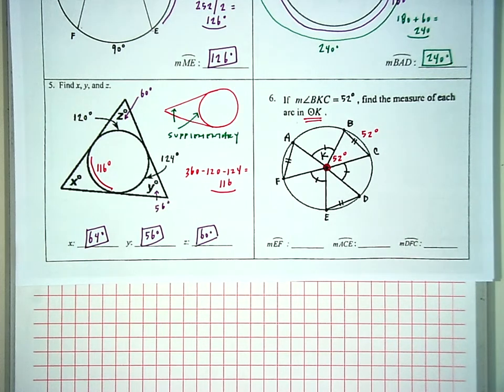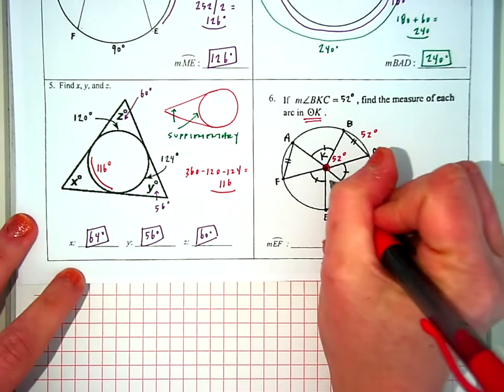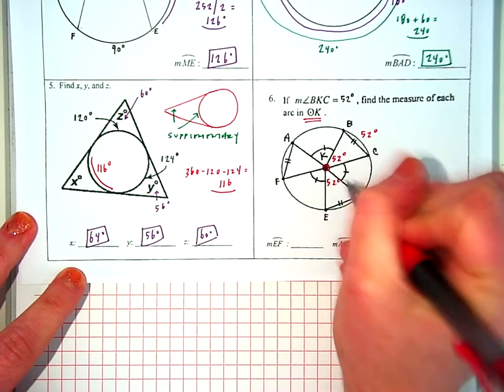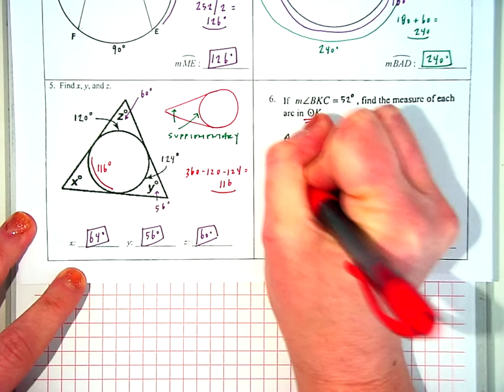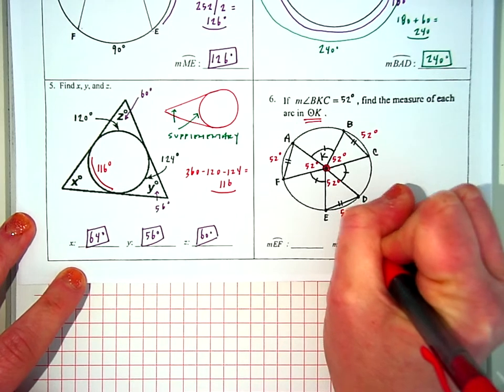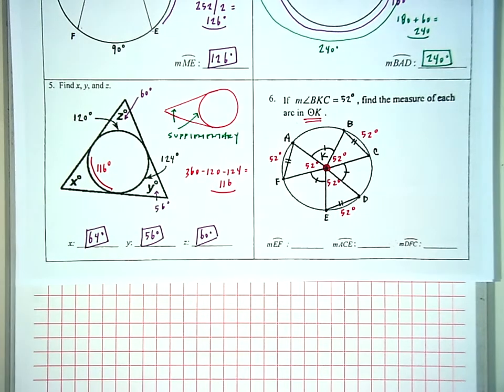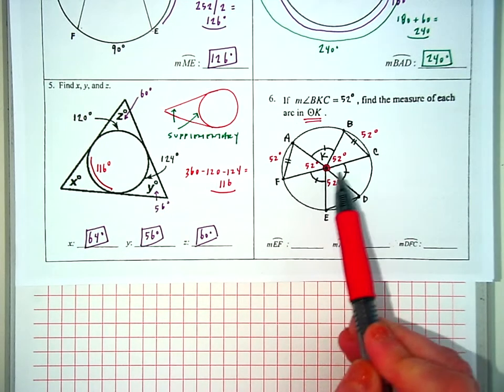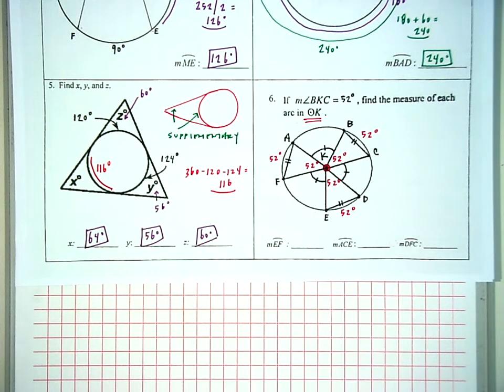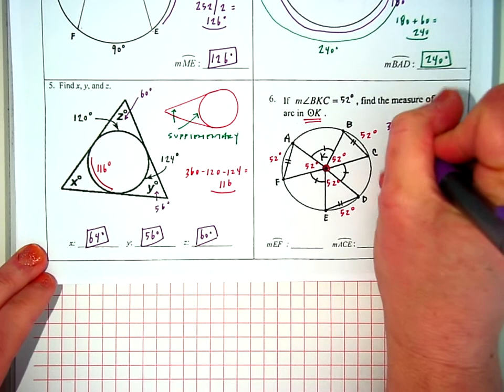And I know that if I have congruent chords, their arcs have to match too. So that means that right over here has to be 52 degrees, also 52 degrees here. So their arcs must also be the same. Okay, so now as I look at my circle, I can see that this notation is telling me that these three angles have to be congruent too. I know that all the way around has to be 360.